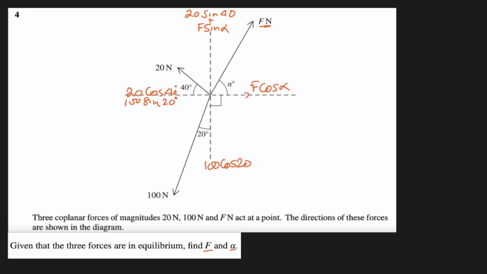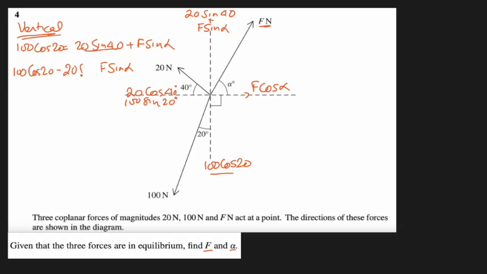Now we'll make equations in vertical and horizontal directions. Let's say vertical direction, this one. So it has to be in equilibrium. That means this 100 cos 20 has to be equal to the other two sides. So 100 cos 20 will be equal to 20 sine 40 plus F sine alpha. Let's keep F sine alpha on this side, but bring this to the left side because we know that both of them are numbers. 100 cos 20 minus 20 sine 40.